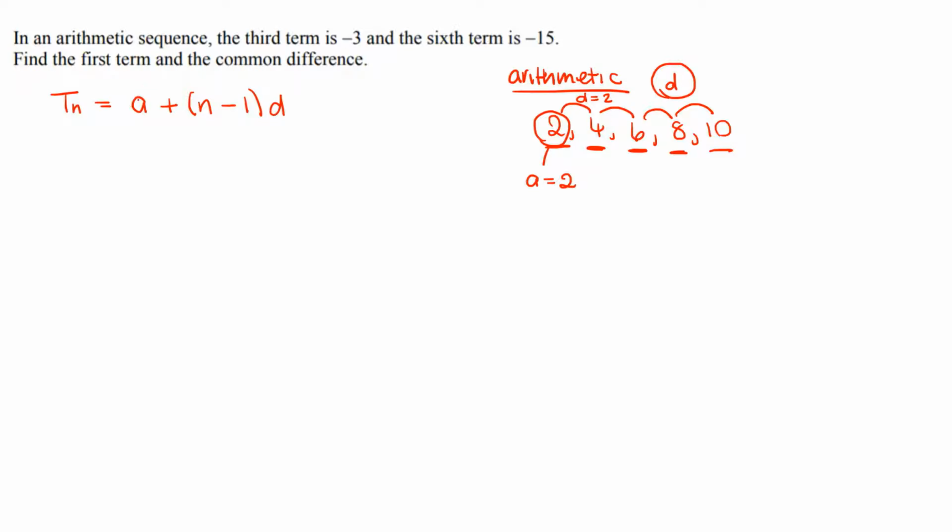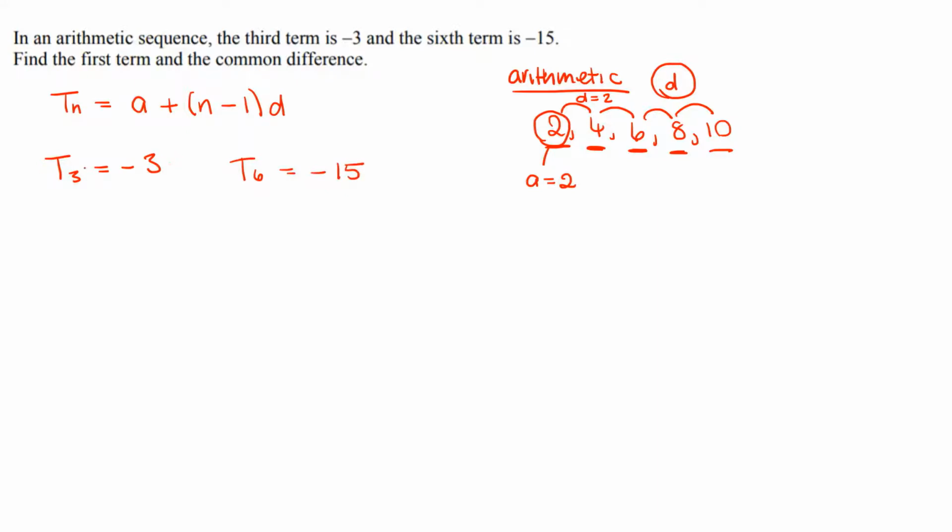So the question here is telling us the third term is -3 and the sixth term is -15. So we know straight away T of 3 is equal to -3. That's when n, the third term, will be -3. And we know T of 6 is equal to -15.